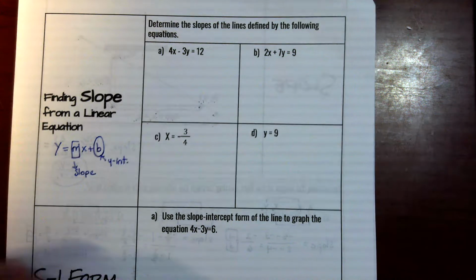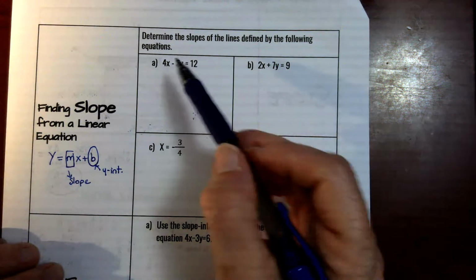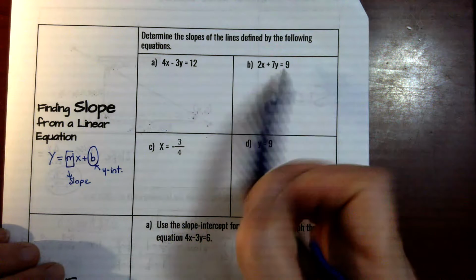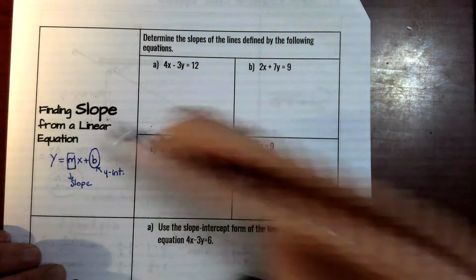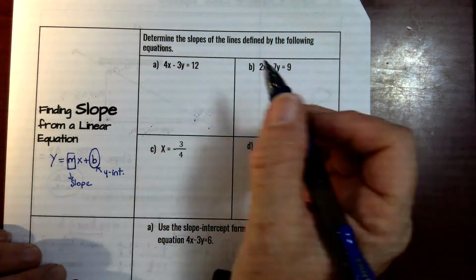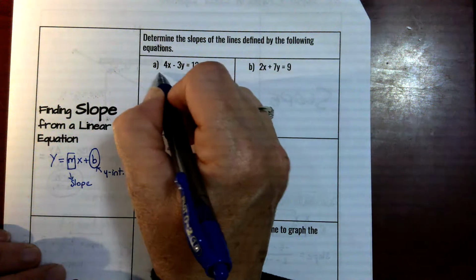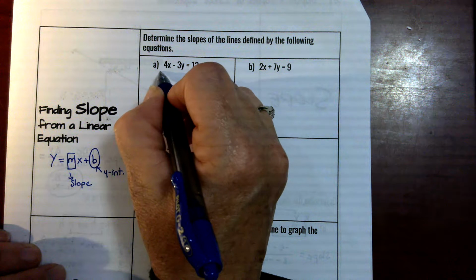So we're not graphing these, but it does ask us to find the slope of each one of these lines. So the first thing I would do would be to write it in the slope-intercept form. So that just means solve it for y. All right, so we can do that. Let me subtract 4x over.